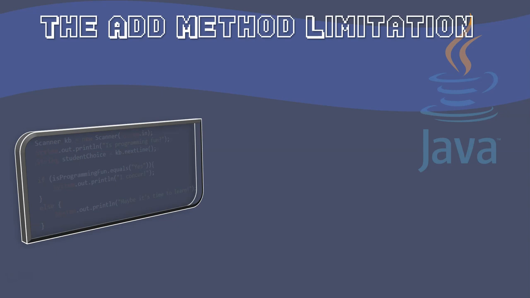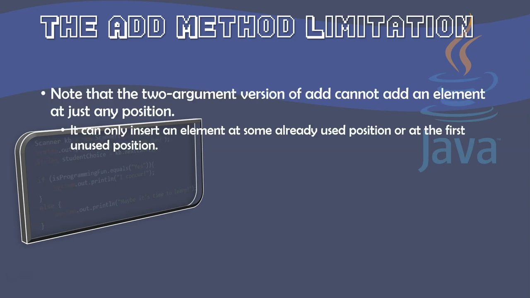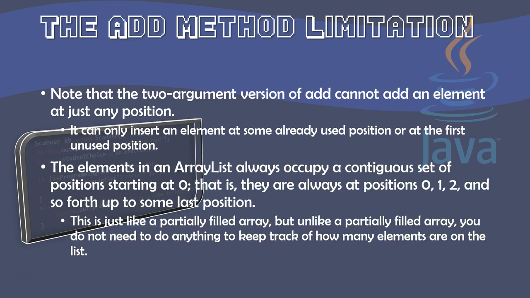Now, this is great. We can easily see how we can just add code in, but what are the limitations? What are the drawbacks that we're going to have to encounter here? Now, the 2-argument version of add that we just saw with 0 cannot add an element at just any position. It can only insert an element at some point already used or at the first unused position. The elements in an array list always occupy a continuous set of positions, starting at 0. That is, they're always going to be 0, 1, 2, 3, etc., all the way up until eventually the last point in the array list.